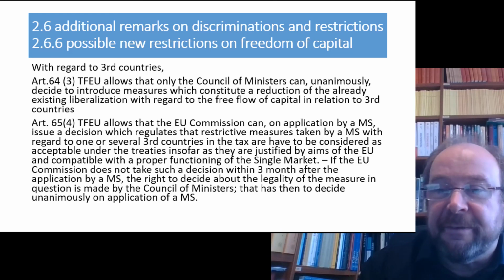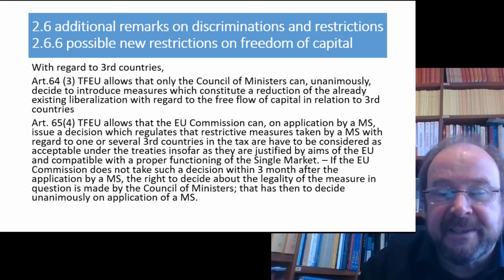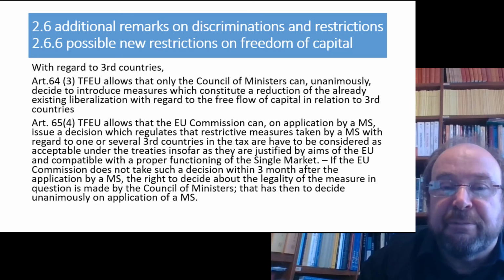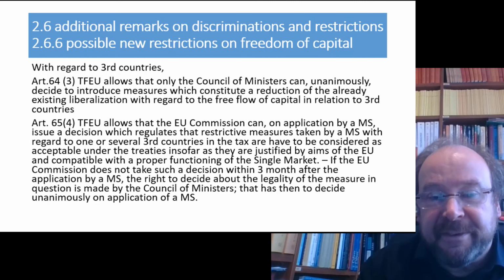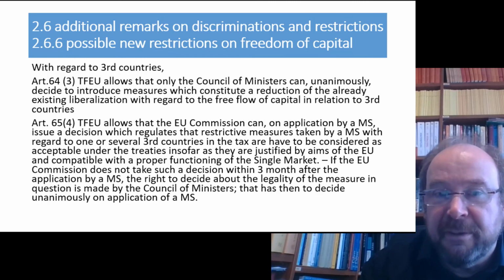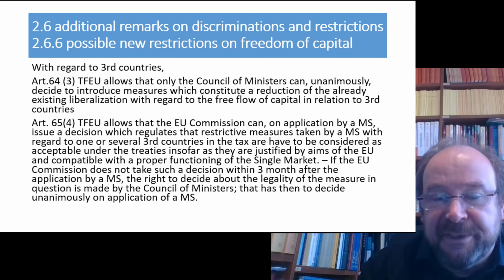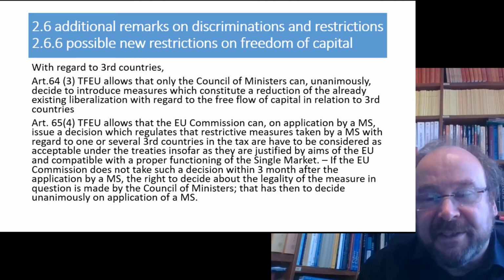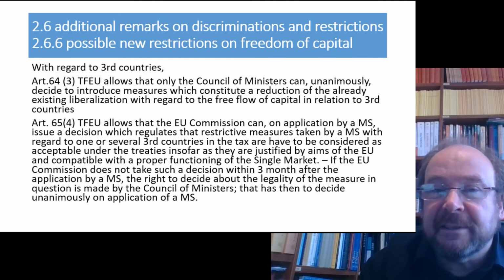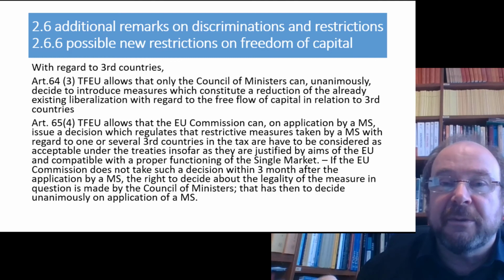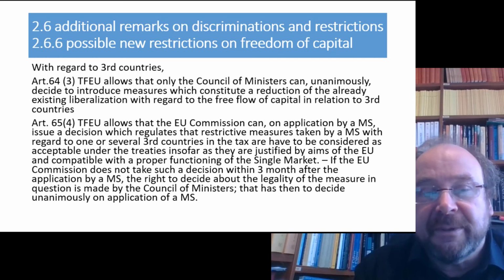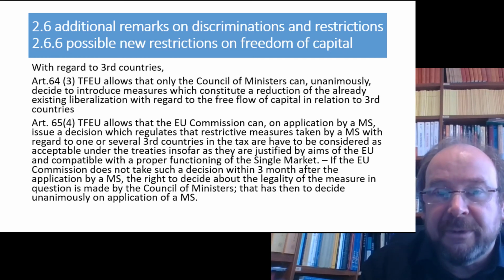Article 65.4 of the Treaty on the Functioning of the EU also says if a member state applies a restrictive measure with regard to one or several third countries, they can apply to the EU Commission for a permission to do so, as far as such a measure can be regarded as justified by EU aims and can be regarded as compatible with the functioning of the single market. That means the EU Commission can grant permission to practice a restricting tax rule with regard to third countries.